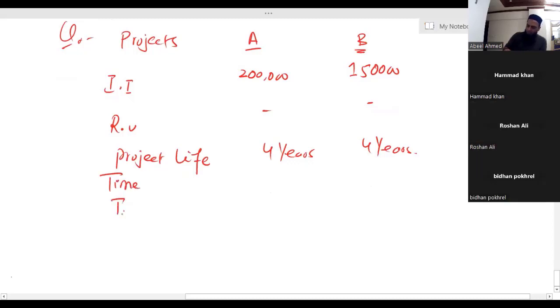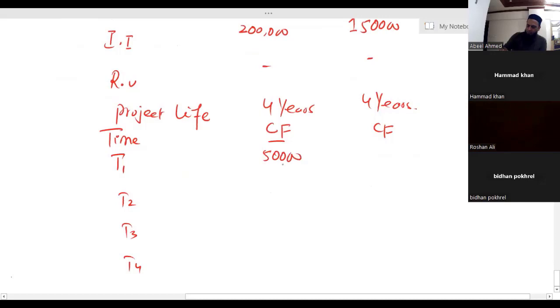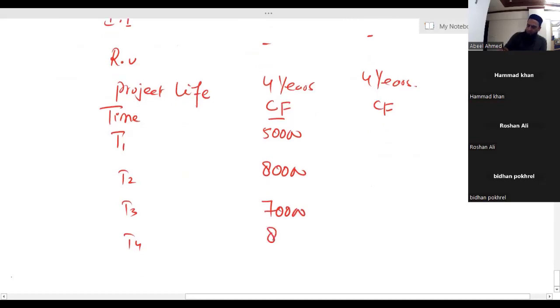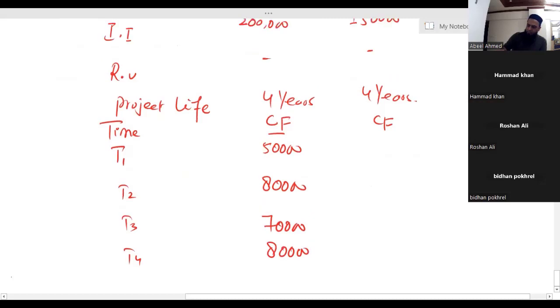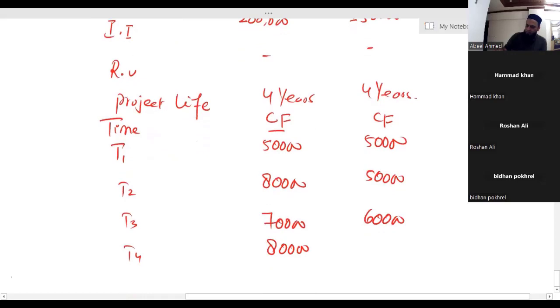Time T1, T2, T3, T4. Cash flows for project A: 50,000, 80, 70, and take it 80. For project B we have 50, 50, 60, and 60.